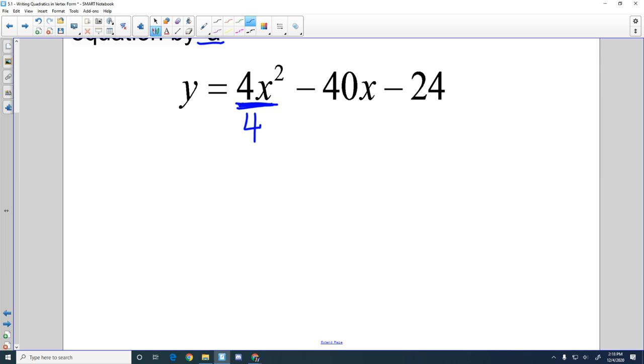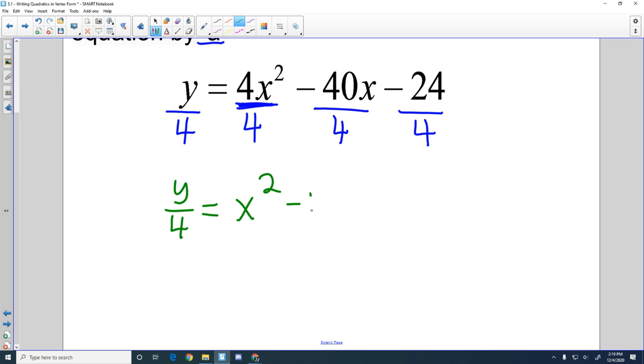But here's where you've got to be careful. I can't just divide one term by 4. I have to divide every term by 4, and the y has to be divided by 4. Just temporarily. Remember how before we would subtract a number and then bring it back in the end? Same idea here. We're going to divide by 4 just for now. We're going to multiply it back on at the end. So this is now y over 4 equals x squared minus 10x minus 6.